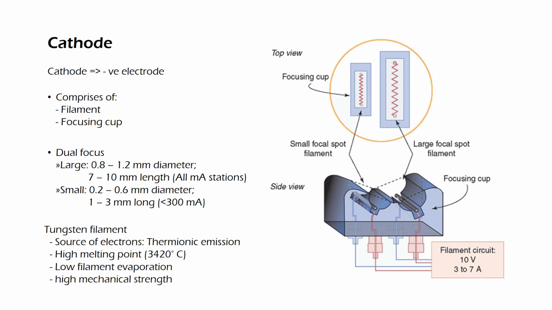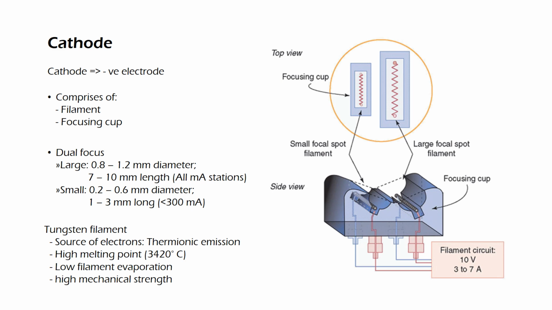Tungsten is the most commonly used material for the filament in X-ray tubes due to its high melting point and excellent resistance to thermal and mechanical stress that can withstand positive ion bombardment. The melting point of tungsten is around 3400 degrees Celsius, which allows it to withstand the high temperatures generated during the operation of the X-ray tube.